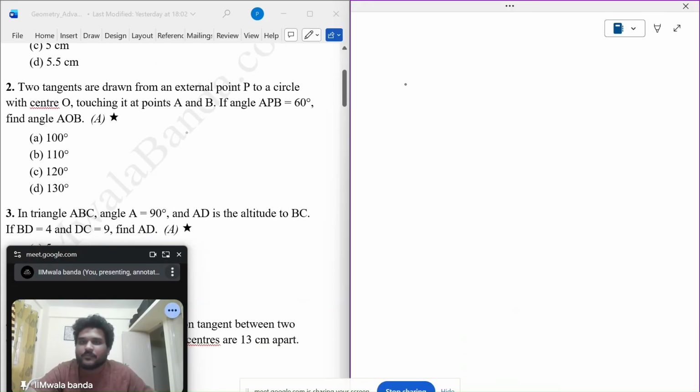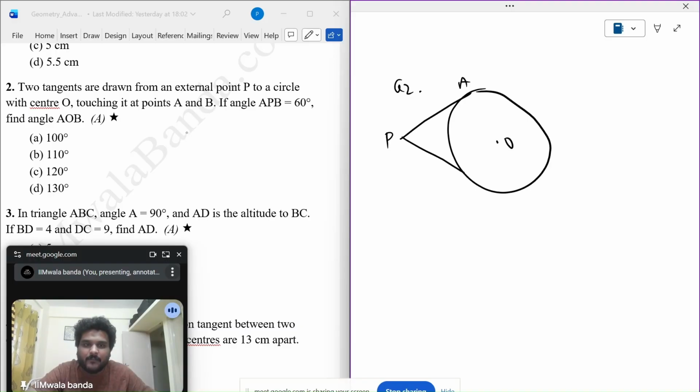Question number 2. There are two tangents which are drawn from an external point P to a circle with center O touching at A and B. APB is given as 60 degrees. AOB we need to find out. We know this is 90 degrees. And this is what?